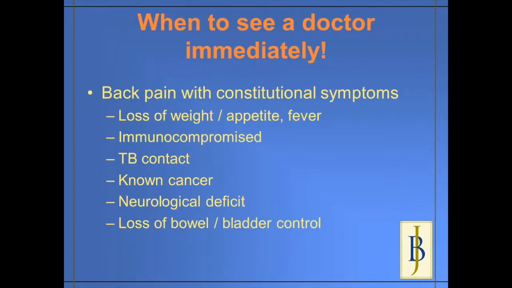So the most important thing is when to see a doctor immediately. When is something you don't want to wait and think will just go away on its own. That usually is when you have back pain with constitutional symptoms. So that means that not only do you have back pain, you have stuff that's going on throughout your entire body. These include loss of weight, loss of appetite, fever, if you're immunocompromised, if you had a recent TB contact, known cancer, neurological deficit, meaning you have weakness, or you have loss of bowel or bladder control, meaning you start having accidents. Those are things that should prompt you to see a doctor immediately.